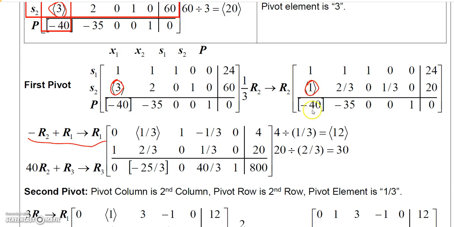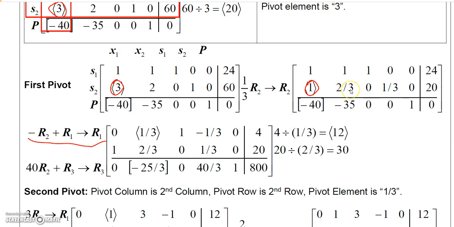Then I want to get rid of the negative 40, so I have to multiply this row by 40 and add it to this row to cancel the negative 40. So 40 row 2 plus row 3. Well, 40 times 1 plus negative 40 is going to be 0. Now here you're going to have to get some common denominators.